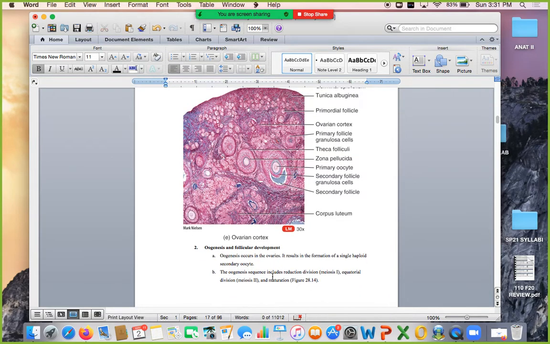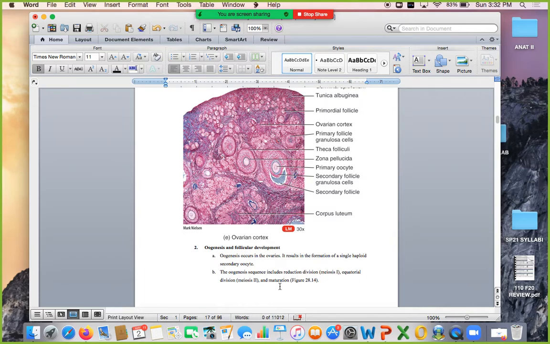All right, the result is the formation of an oocyte. Remember, this is going to be a haploid cell. It's going to hopefully be fertilized by a sperm cell, which is also haploid, resulting in a diploid zygote. And in order for oogenesis to occur, just like we saw in spermatogenesis, we have to have meiosis 1 and meiosis 2 and then maturation.